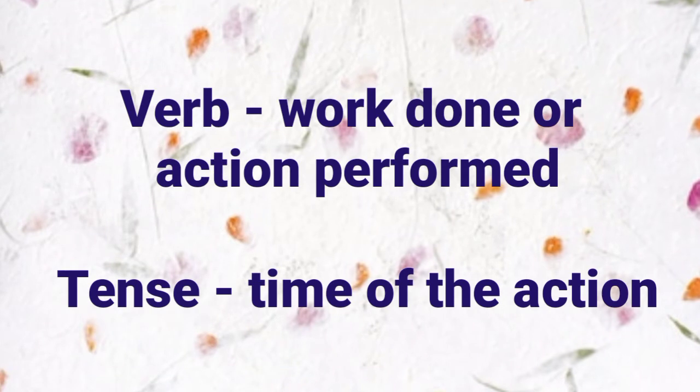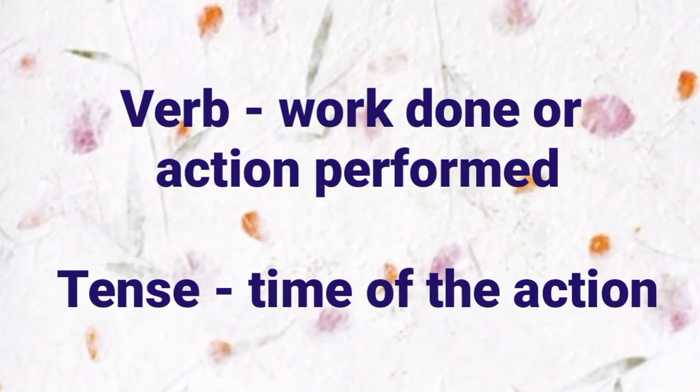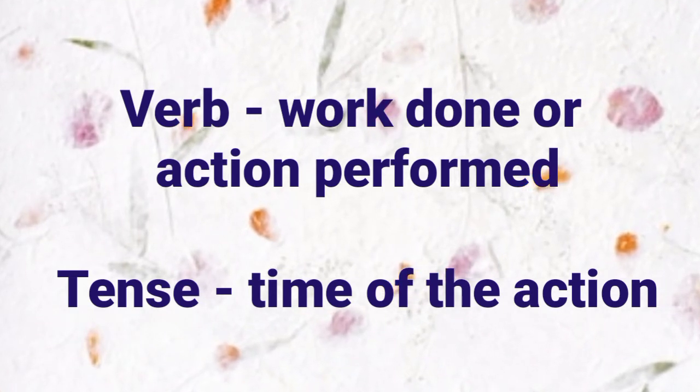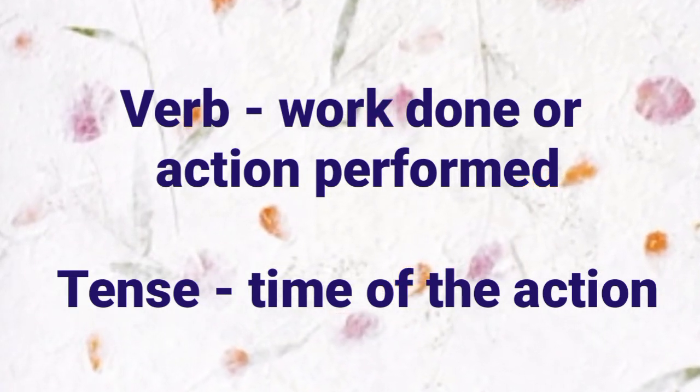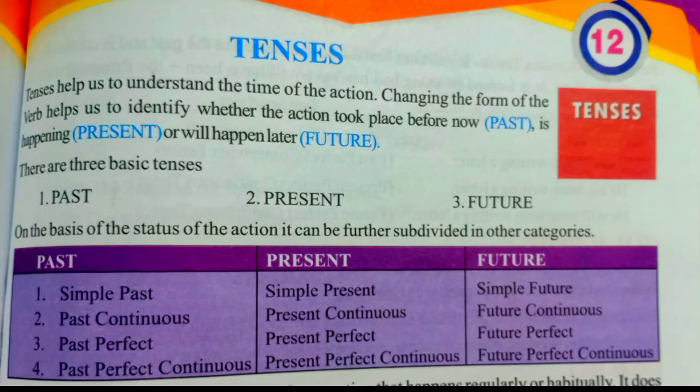Verbs tell us about the work done or the action performed, and tenses tell us about the time of that action. So they are related with each other. Tenses help us to understand the time of the action. Changing the form of the verb helps us to identify whether the action took place before now, that is past, is happening, that is present, or will happen later, that is future.